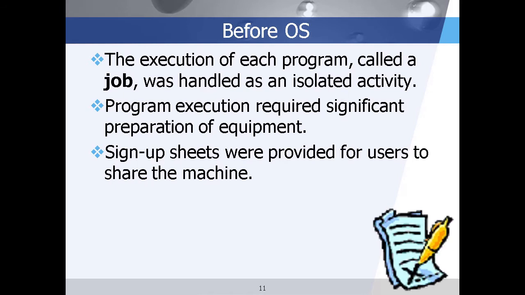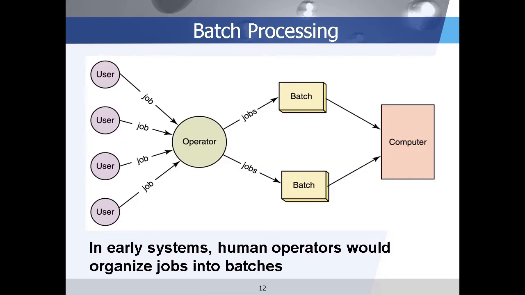So if one user wants to use the computer, they have to make the reservation first. And before they can run their program, they need to prepare a lot. For example, they need to prepare their program and input their program into the machine, and then they can run the program. So the first type of operating system is called the batch processing system.